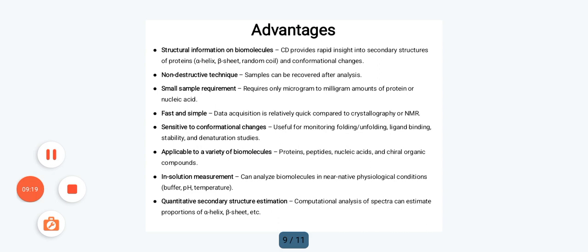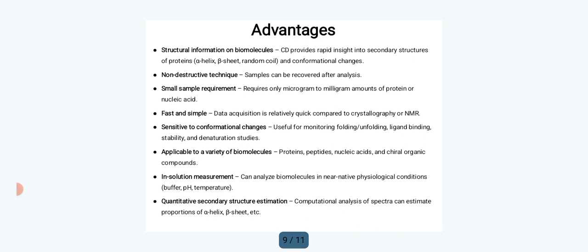Next, what are the advantages of CD? The main one is structural information on biomolecules. We can find out whether the protein has alpha helix, beta sheet or random coil, which types will be there. And it is a non-destructive technique, so samples can be recovered after the analysis. Next is the small sample requirement. We need only milligrams of protein, that is enough. Otherwise, nucleic acid also.